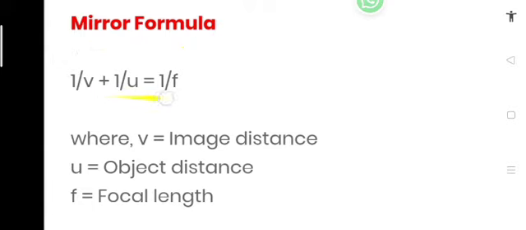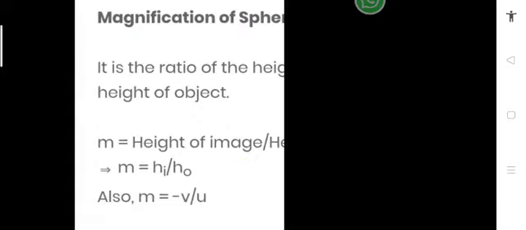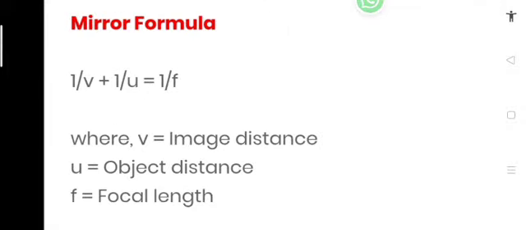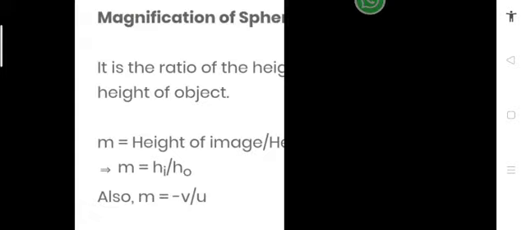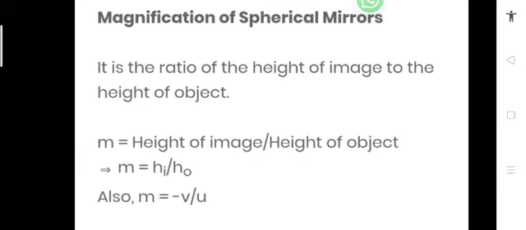1 upon v plus 1 upon u is equal to 1 upon f, where v is image distance, u is object distance and f is focal length. So this is a very important mirror formula, and it is also known as the relation between v, u and f. Clear? So the next one is magnification of spherical mirrors.